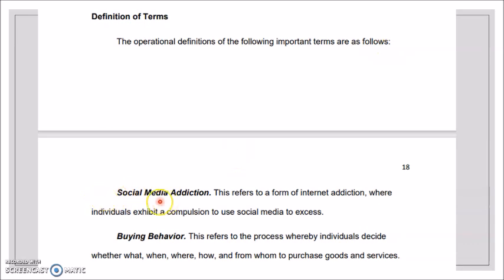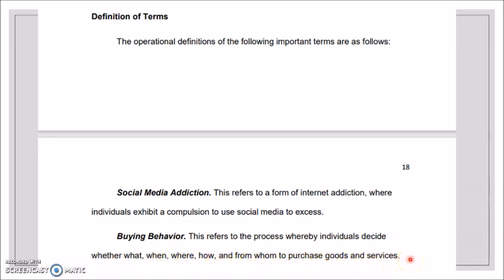And then, naka-indent ulit yung first variable. And notice, naka-bold yan. And then, capitalize the first letter of each words. Ayan. And then, naka-italics. Italicized yung variable. And then, period sa last. So, this refers to a form of internet addiction where individuals exhibit a compulsion to use social media to excess. Next, indent ulit, buying behavior. This is the second variable, period. This refers to the process whereby individuals decide whether, what, when, where, how, and from whom to purchase goods and services.